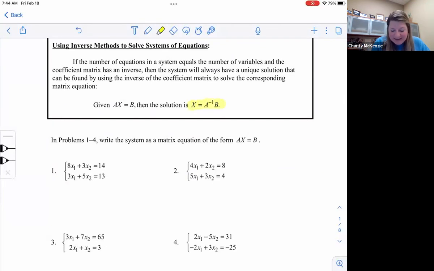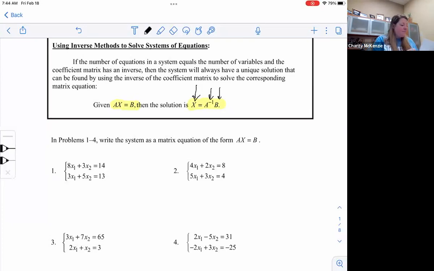This right here. So the idea is if I want to find what numbers solve an equation, that's what it's asking for here. I can take the inverse and times it by the coefficient matrix. So inverse kind of times your coefficient matrix. So that is the idea of this section here.